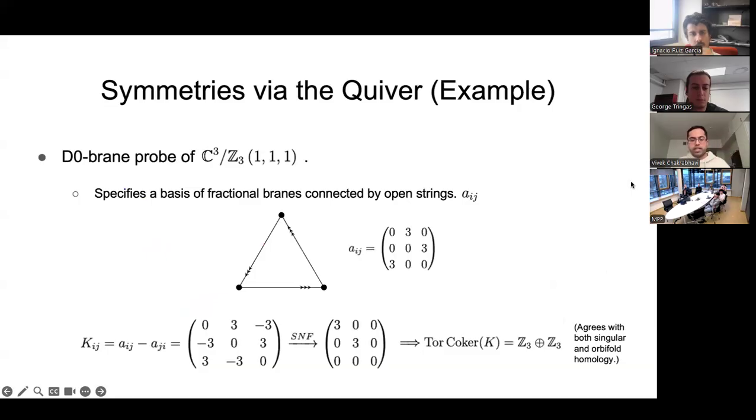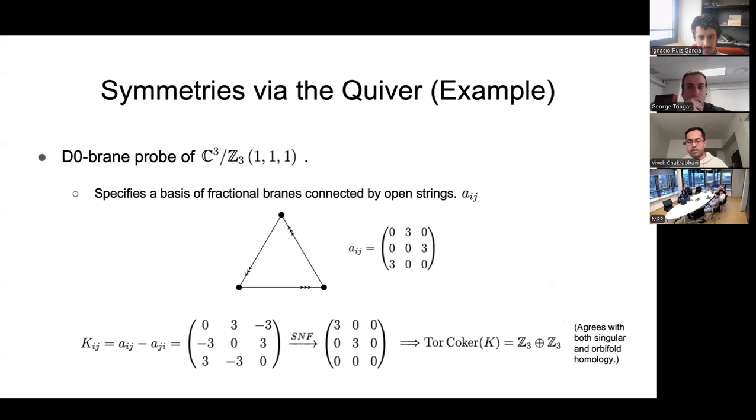So let's try to apply this to our example. The D0 brane probe, again, is going to specify some basis of fractional branes, and I can capture what's called the adjacency matrix or graph of the quiver. It's just the number of arrows going between these nodes. And the Dirac pairing is given by the anti-symmetrized adjacency matrix. That's given at the bottom of this page here.